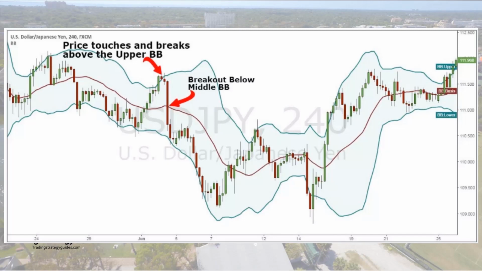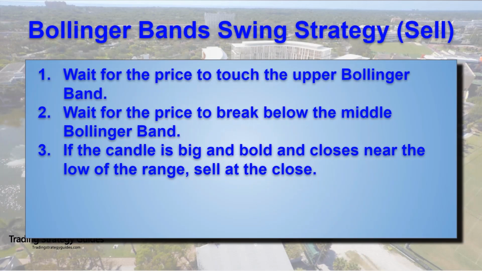It's typically not a good idea to trade a breakout without determining whether there are real buyers or sellers, in this case sellers, in the market behind the breakout. And this brings us to the next step. If the candle is big and bold and closes near the low of the range, sell at the close. So in other words, the Bollinger Bands indicator has correctly predicted the sell-off, but we're going to use a very simple price action signal for our entry trigger.